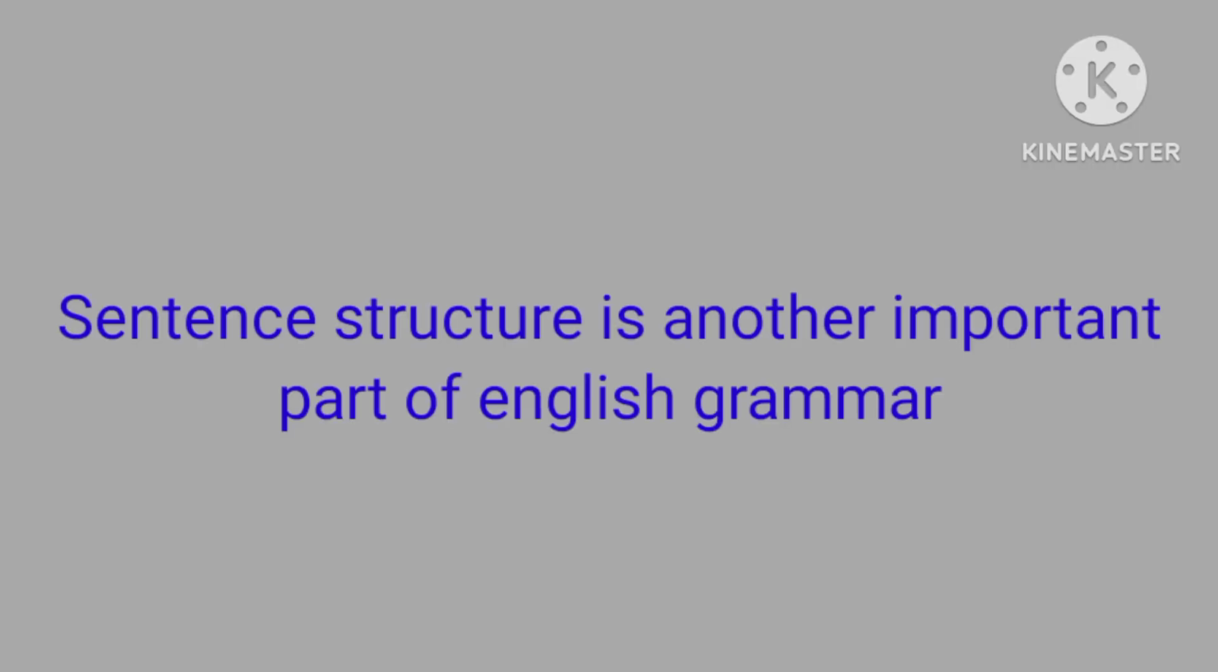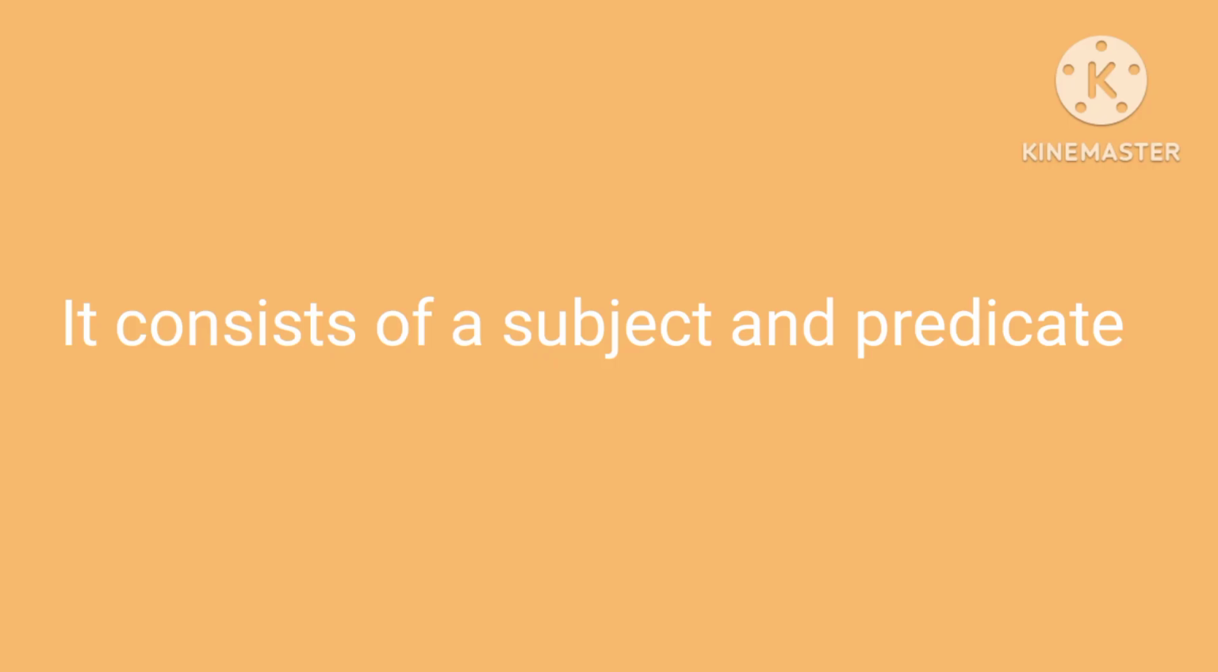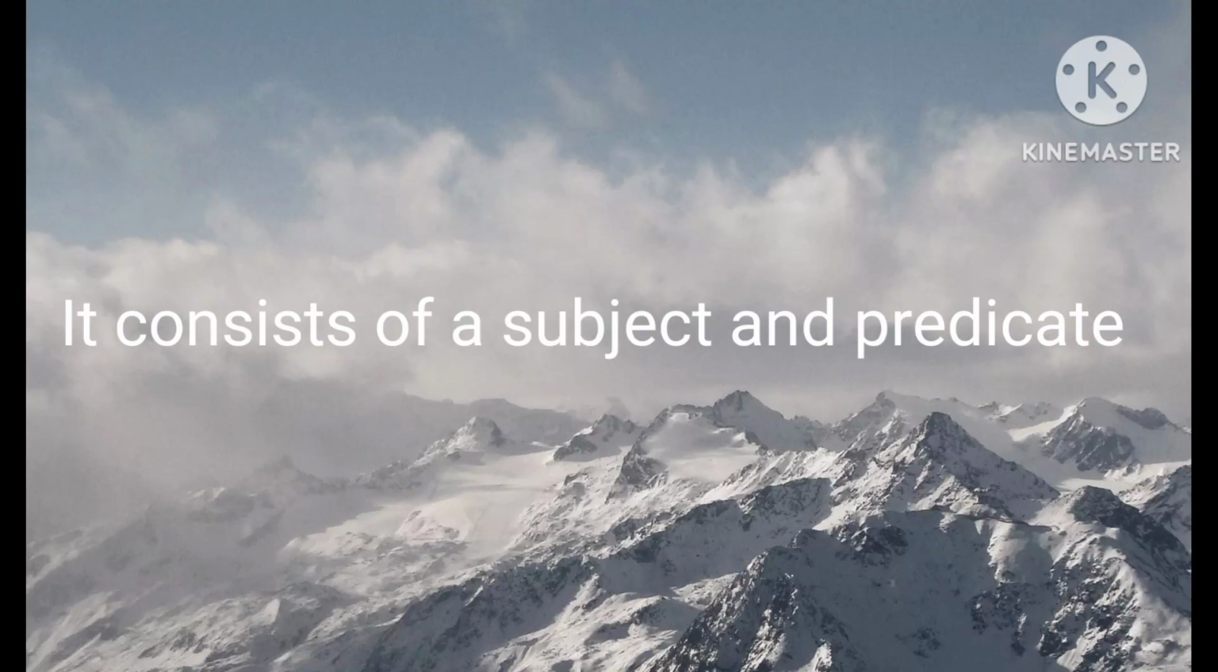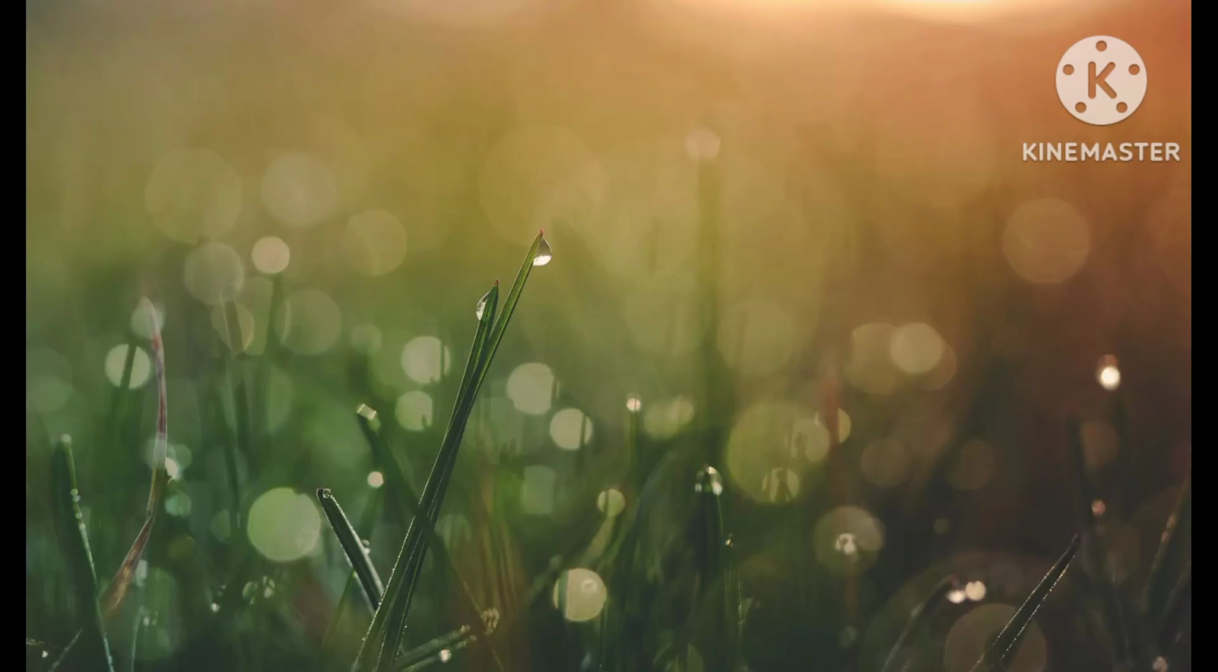A sentence is a group of words that expresses a complete picture of our thoughts. It consists of a subject and predicate. Sentences can be simple or compound. In this video, we will have a detailed study about gender, how plurals of nouns are formed, and what is subject and predicate.